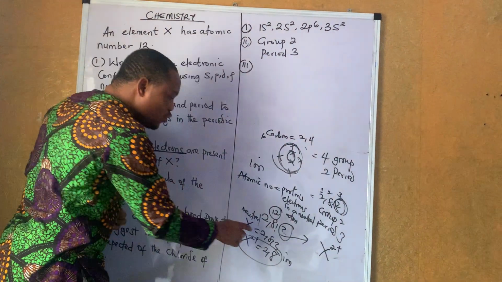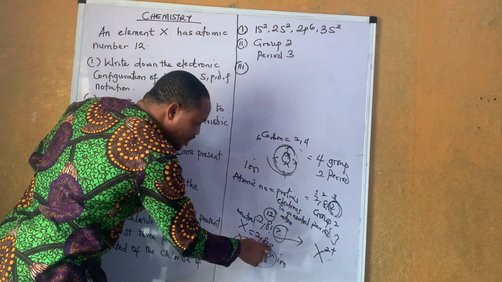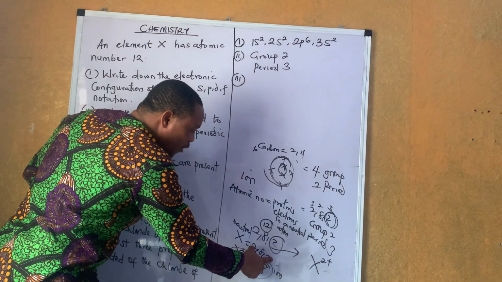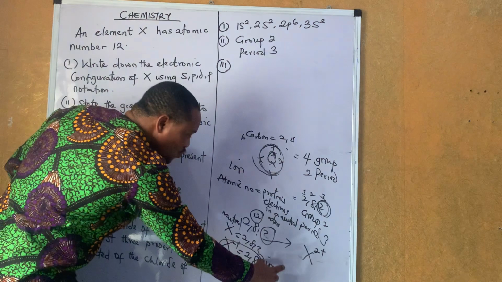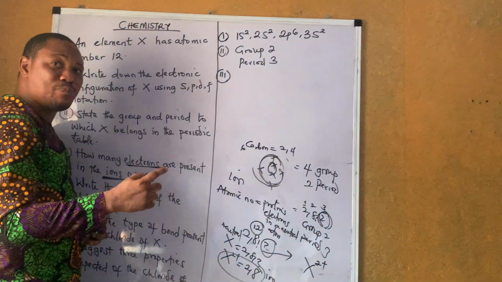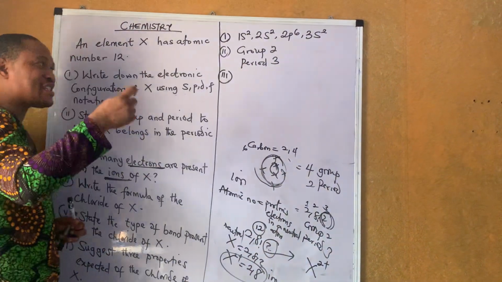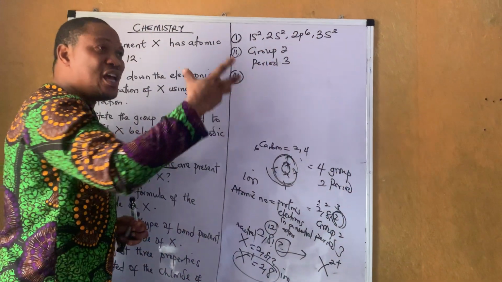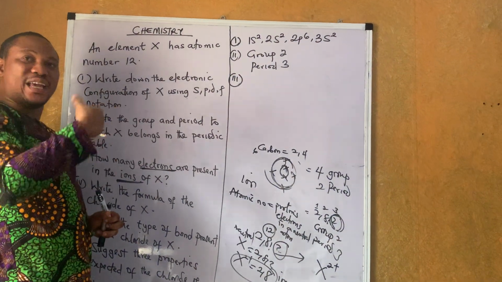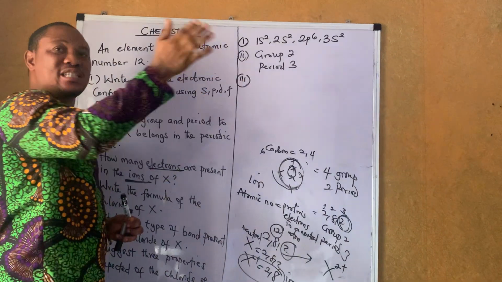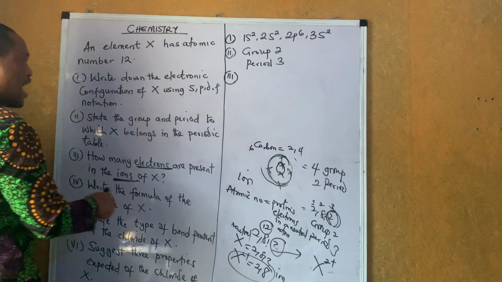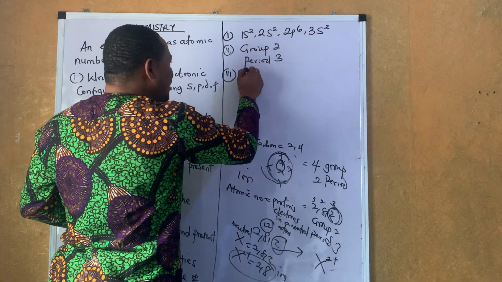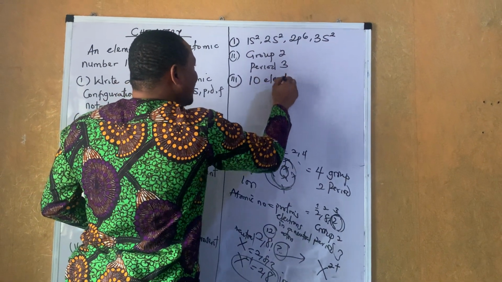And when it gives 2, the electron count will change, because when it is neutral, the protons and the electrons are 12, but now it has given 2, so the number of electrons becomes how many? Becomes 10. How? Because it has given 2. If it had collected, it would increase. But because it has given, it will decrease. So here they said how many electrons are present in the ions of X. So the number of electrons that are present will be 10 electrons.